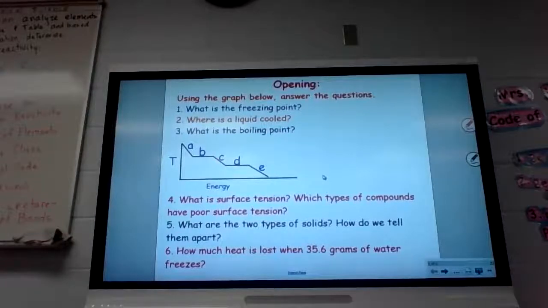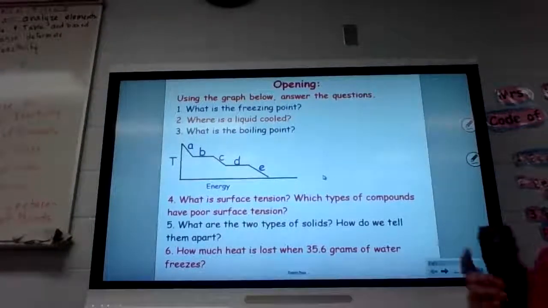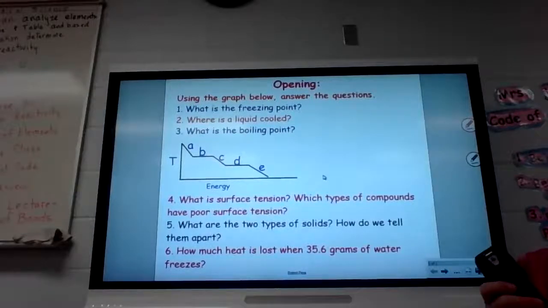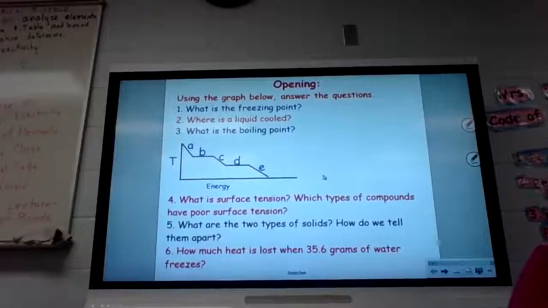All right, so if we look at question 1, which letter represents the freezing point since I did not put numbers on that graph? D, as in dog. Sorry, I didn't turn around. D as in dog. All right.